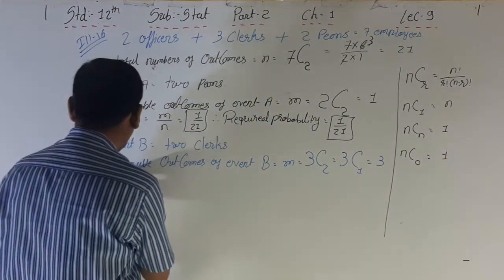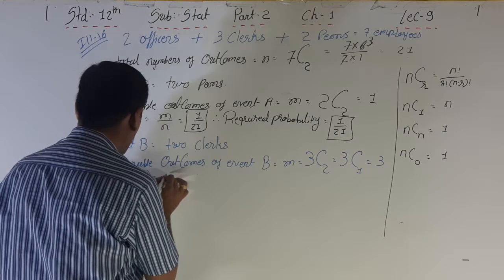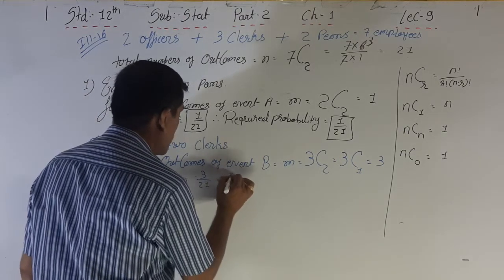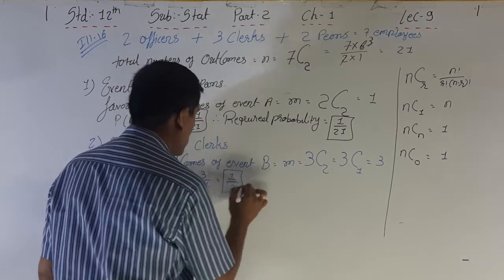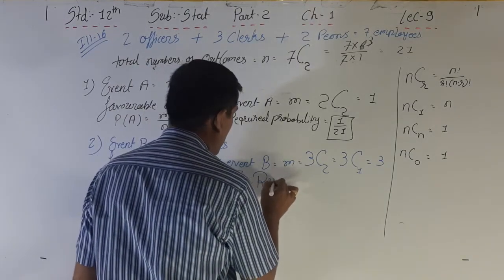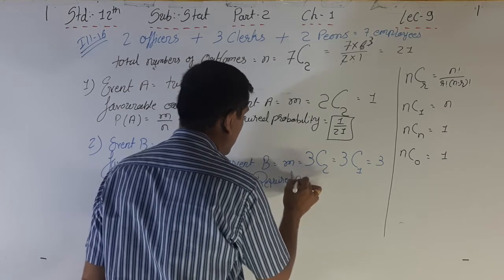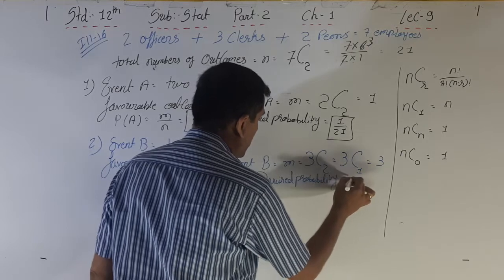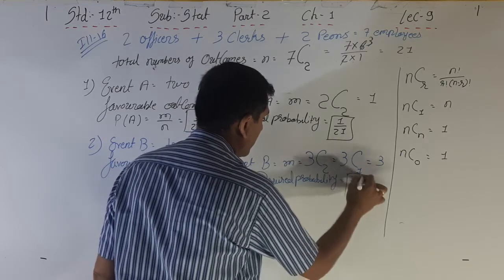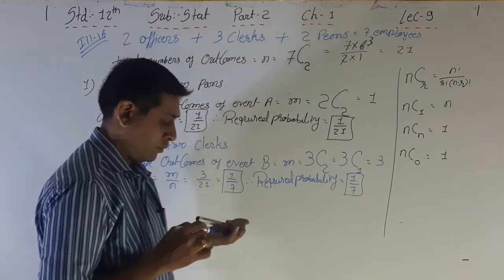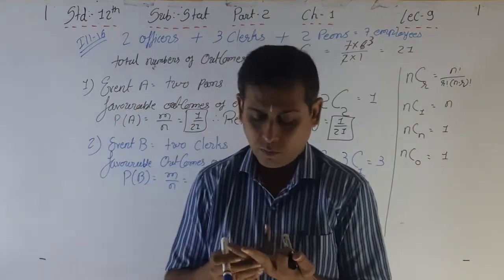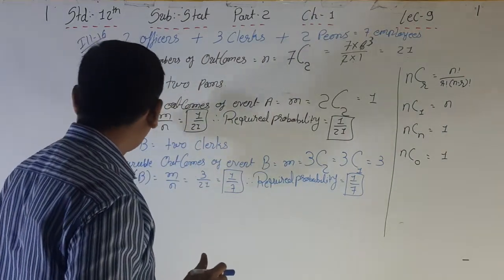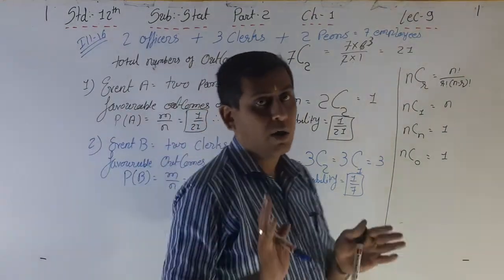Okay. Now, therefore, P of B is equal to what? M upon N. That is 3 upon 21. That's why 1 upon 7. Therefore, required probability is equal to 1 by 7. Okay, so here illustration 16, event A, event B, all are over.